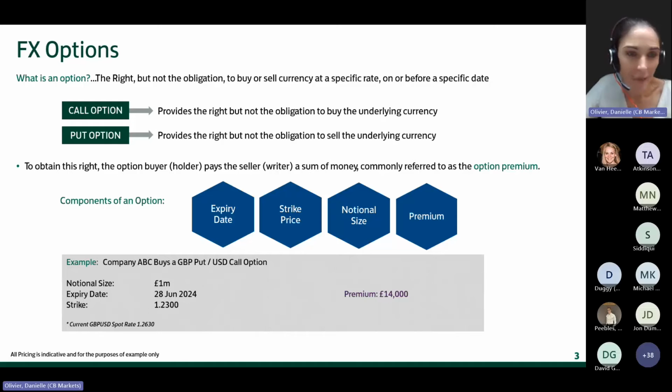So looking at a quick example to put that into context, company ABC, they buy a sterling put and a dollar call, the right to sell sterling and the right to buy dollars on a notional of £1 million with a strike rate of 1.23 and an expiry date of 28 June 24. So come the 28th of June 2024, company ABC will have the right to sell £1 million, buy US dollars at a rate of 1.23. And to obtain this right, they need to pay a premium, and that premium comes to £14,000.